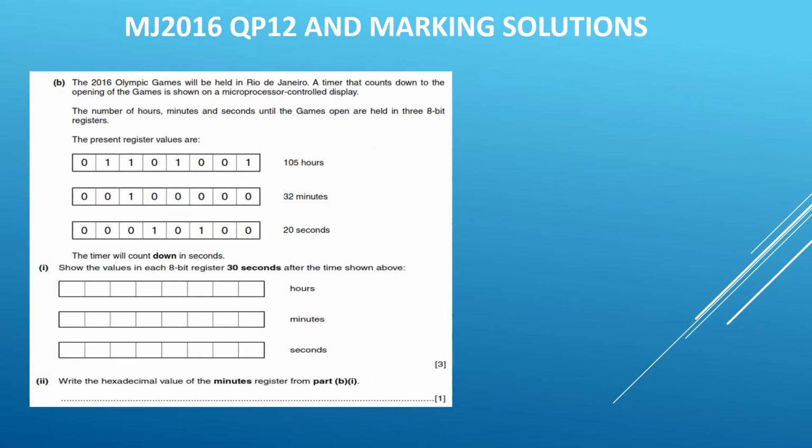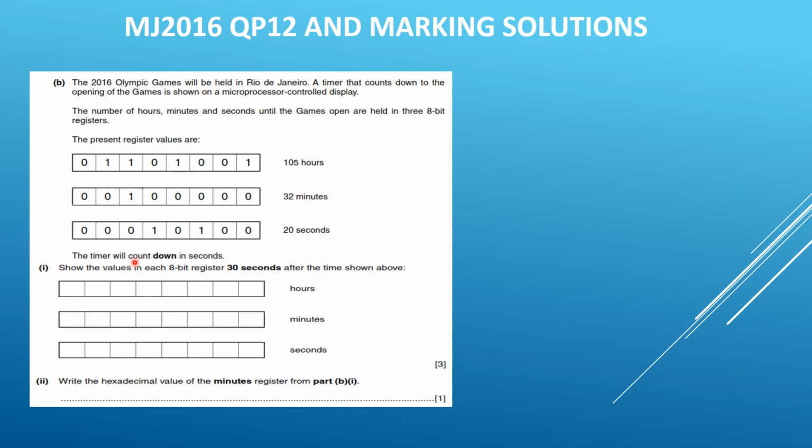Now let's solve the B part. The 2016 Olympic Games will be held in Rio de Janeiro. A timer that counts down to the opening of the games is shown on a microprocessor-controlled display. The number of hours, minutes, and seconds until the games open are held in 3 8-bit registers. The present register values are given here. You can see 105 hours, the binary value of which is given in an 8-bit register. Then 32 minutes is given in an 8-bit register, and then 20 seconds is given in an 8-bit register.